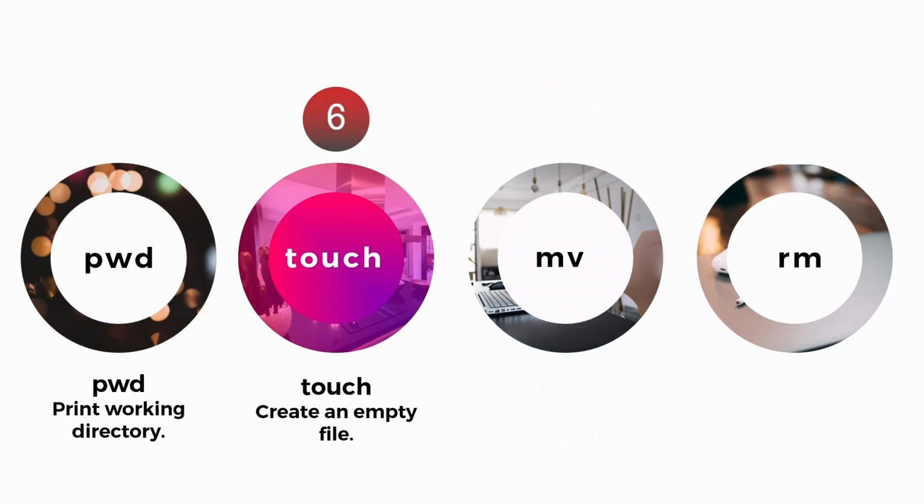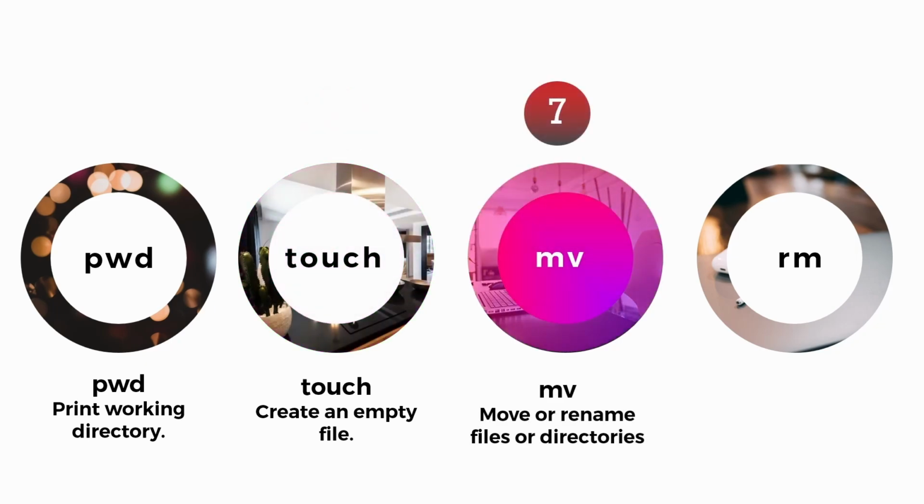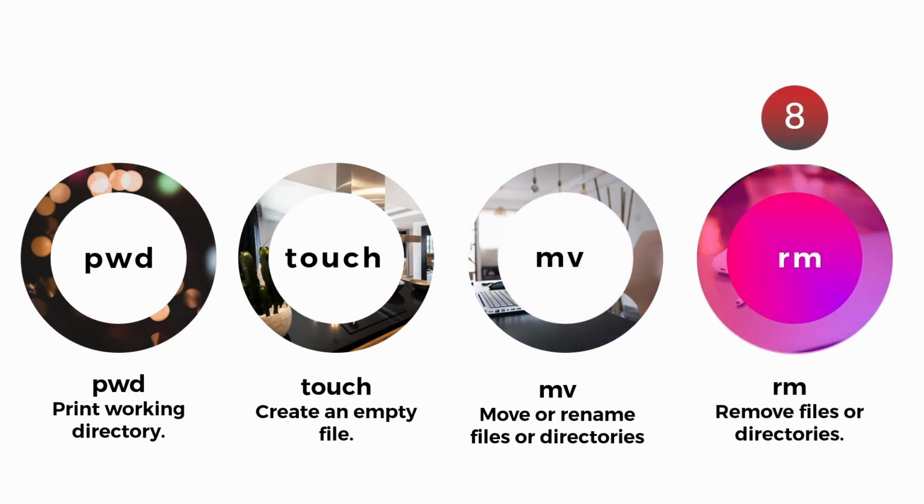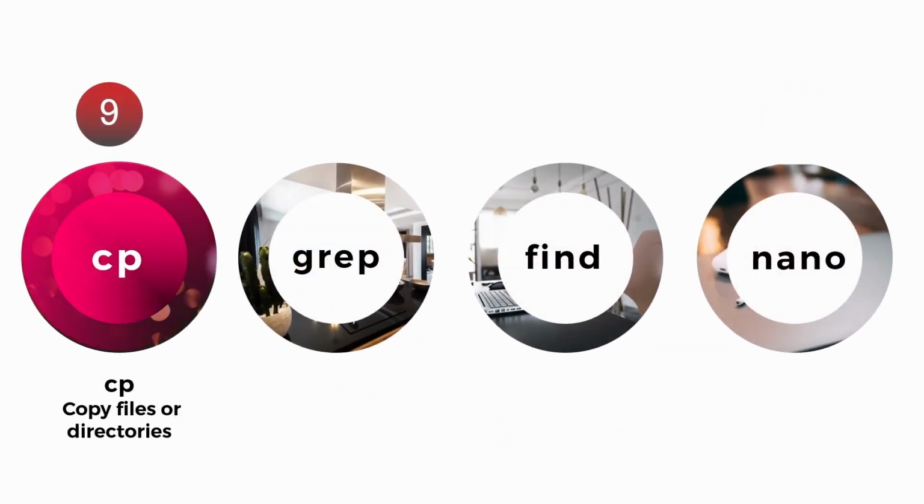Next one, we have mv. So we use the mv command for two purposes. First one is to move a directory or file, and the second one is for renaming a file. Next one, we have rm. It's a pretty straightforward command. We use rm to remove or delete files and directories. Next one, we have cp. The cp command is used for copying files and directories in the file system.